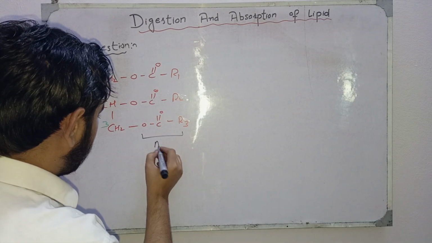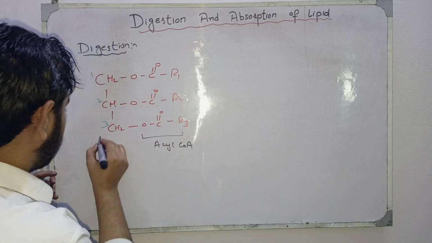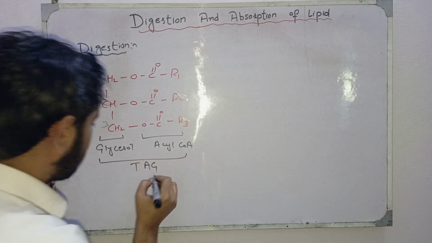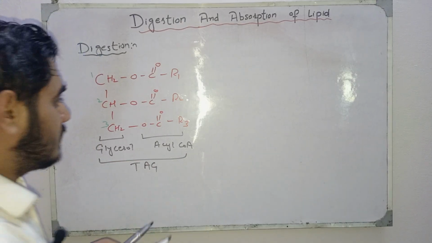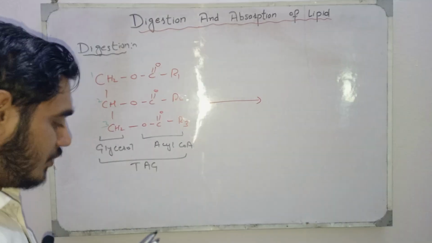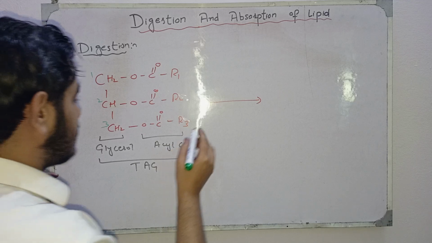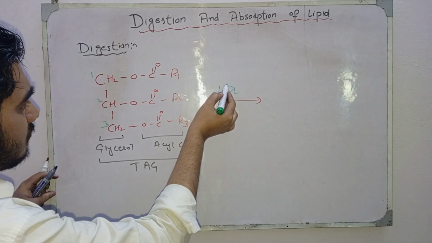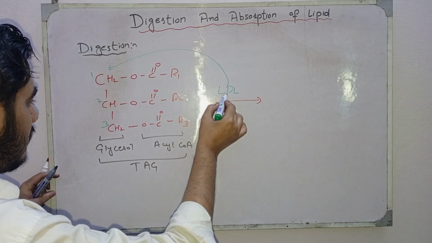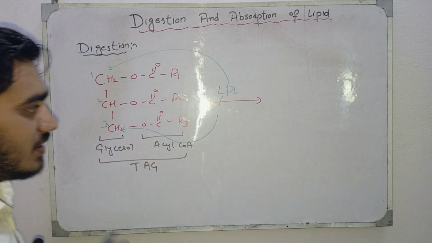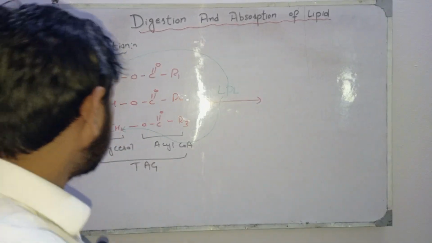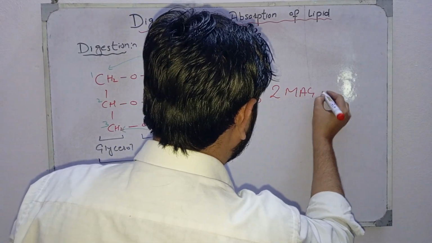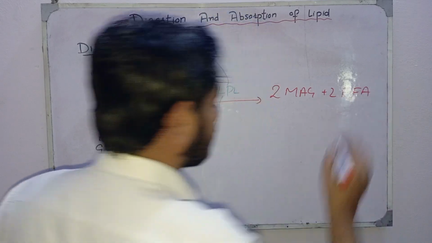This is acyl CoA and this is glycerol molecule. Collectively they form the structure of triacylglycerol. What happens? An important enzyme acts here, and its name is lipoprotein lipase. This enzyme acts upon carbon number 1 and carbon number 3 of the triacylglycerol molecule and converts it into two molecules of monoacylglycerol and two molecules of free fatty acid.